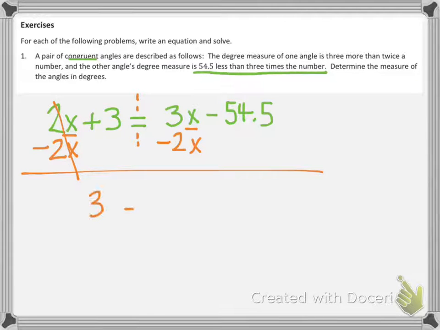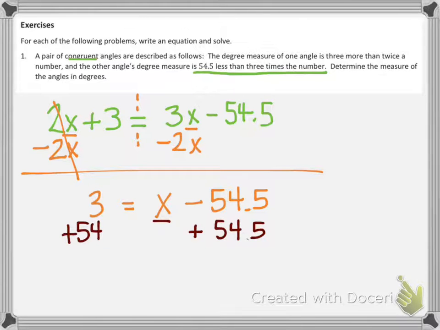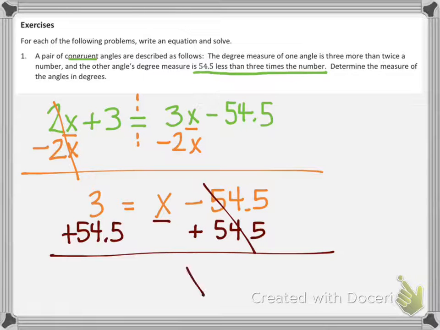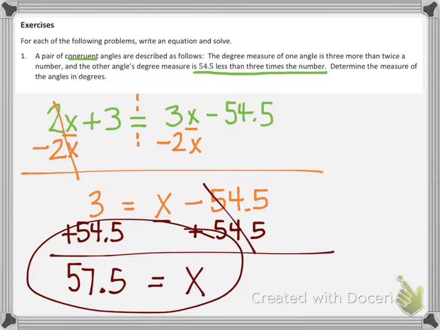I get 3 is equal to 1x minus 54.5. And then I will undo subtraction with addition. So I'm going to add 54.5 to both sides. Remember, we want to get x all by itself. And 54.5 to this side. To balance the equation, we get x equals 57.5. X equals 57.5.